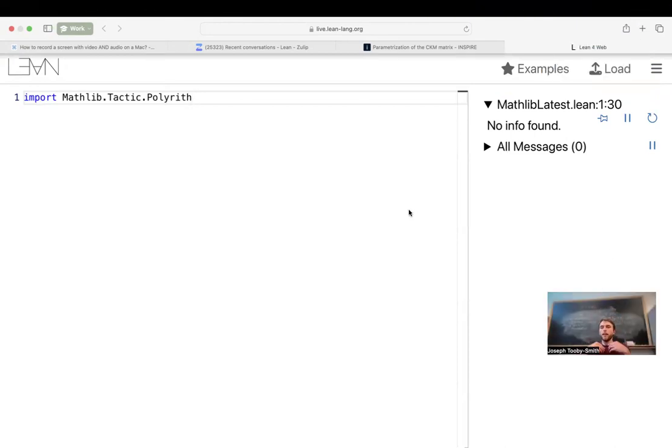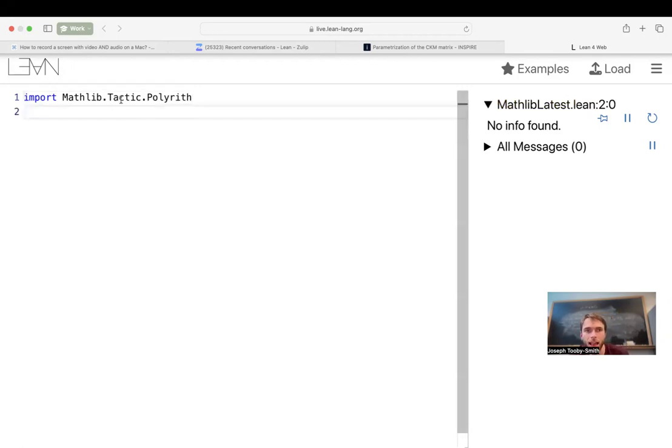This is obviously a web interface to write Lean in. If you want to write Lean properly, you probably want to download something like Visual Studio and do it there. But this is a good place to learn. So this import Mathlib.Tactic.Polyrith: Mathlib is that big directory of mathematics results. Tactic is a tactic, and Polyrith is something to do with linear algebra. Don't worry about it too much. But this basically imports all the necessary linear algebra stuff that we're going to need to do this little tutorial.